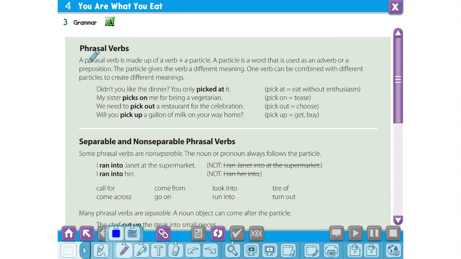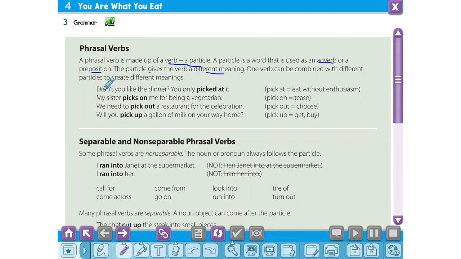At first, what is a phrasal verb? A phrasal verb is made up of a verb and a particle. A particle is a word that is used as an adverb or a preposition. The particle gives a verb a different meaning. One verb can be combined with different particles to create different meanings. For example, here the verb pick. Pick has different meanings according to the particle.